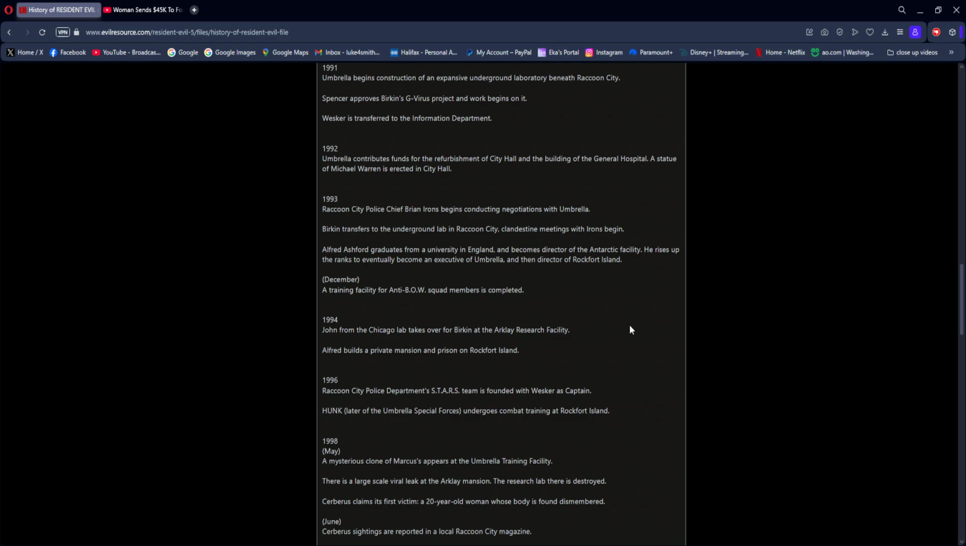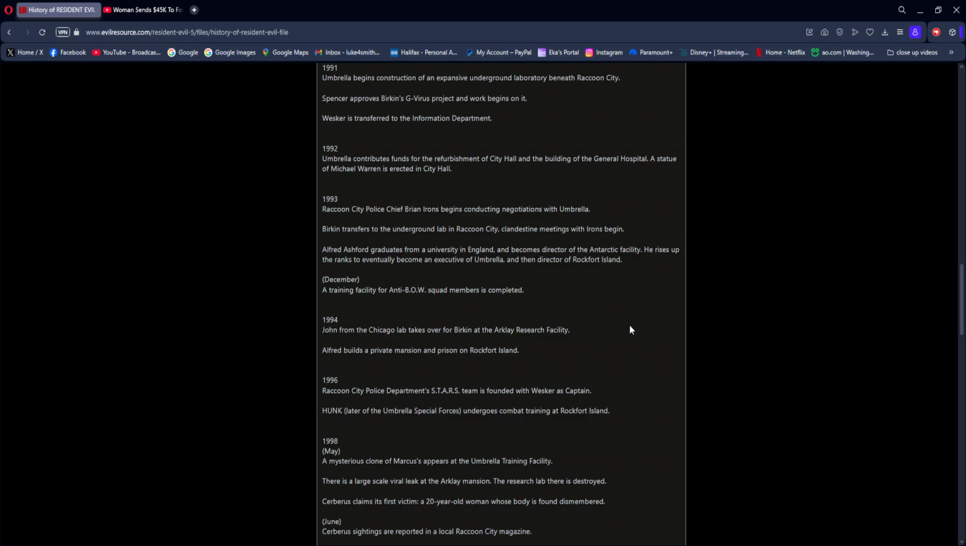Alfred Ashford graduates from a university in England and becomes director of the Antarctic base. He rises up the ranks and eventually becomes an executive of Umbrella, and then the director of Rockfort Island. And in December, a training facility for anti-BOW squad members is completed.